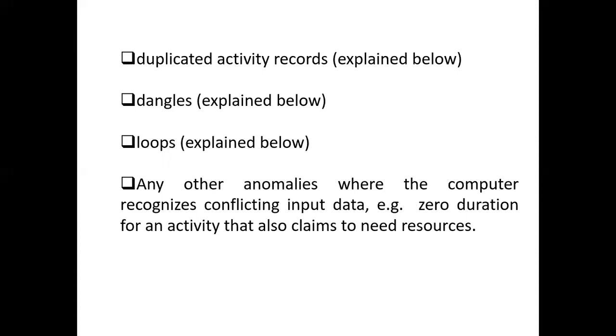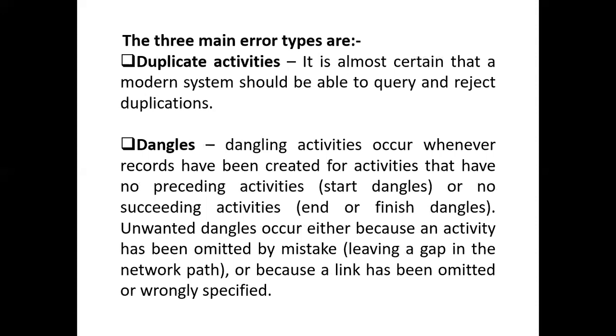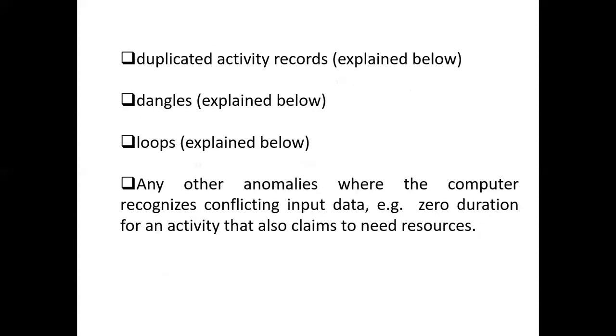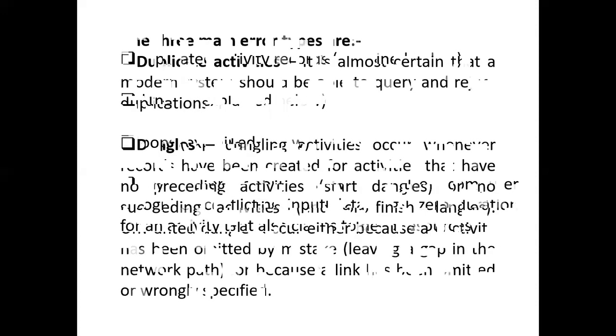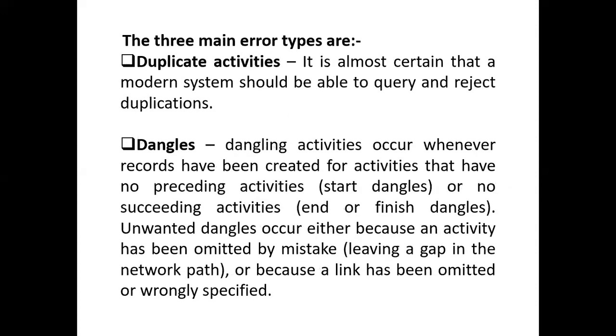We've also got other anomalies where the computer recognizes conflicting data inputs. For example, you say this activity will be done in 0 days. That is not normal. You can't have 0 days of work. So such errors can be detected. We mentioned that we are going to discuss these errors below: duplication, dangles, and loops. For a duplicate activity, it is almost certain that a modern system should be able to query or reject duplication, so such errors are expected to be reported.